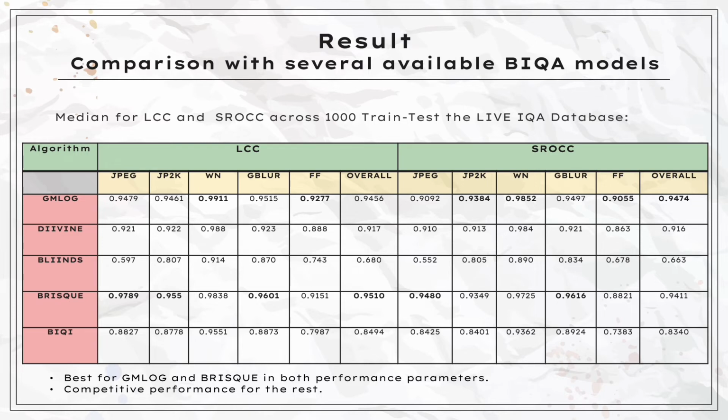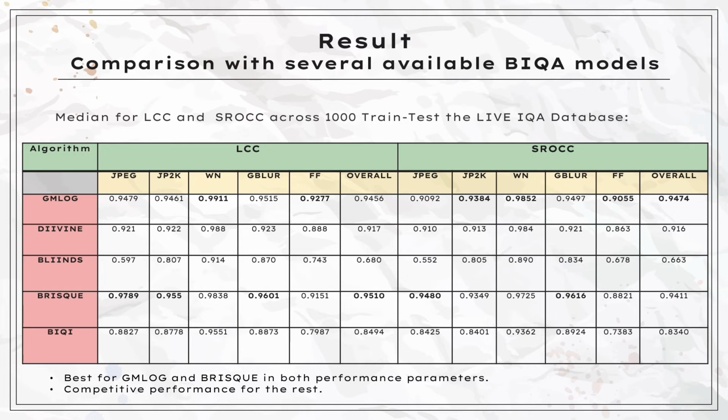What are SROCC and LCC? SROCC is the Spearman rank order correlation coefficient, which is used to predict the monotonicity of the performance parameter, and LCC, the linear correlation coefficient, is used to predict the accuracy of each image. There are 5 distortion classes in the LIVE database, which are JPEG, JPEG 2000, white noise, G-blur, and fast fading.